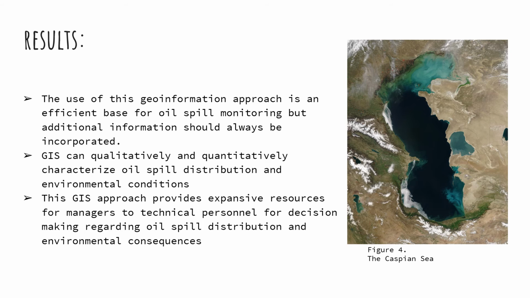And lastly, this GIS approach provides expansive resources for managers and technical personnel for decision making regarding oil spill distribution and environmental consequences. So this is again a good base of knowledge that multiple leaders and decision makers can use in order to be more efficient, as well as take less time in making decisions or looking at what's going on in the ocean at the time, so that people don't have to, for instance, go up in a helicopter and look at an oil spill themselves. They can look at the GIS and SAR data available in things like oil spill maps.